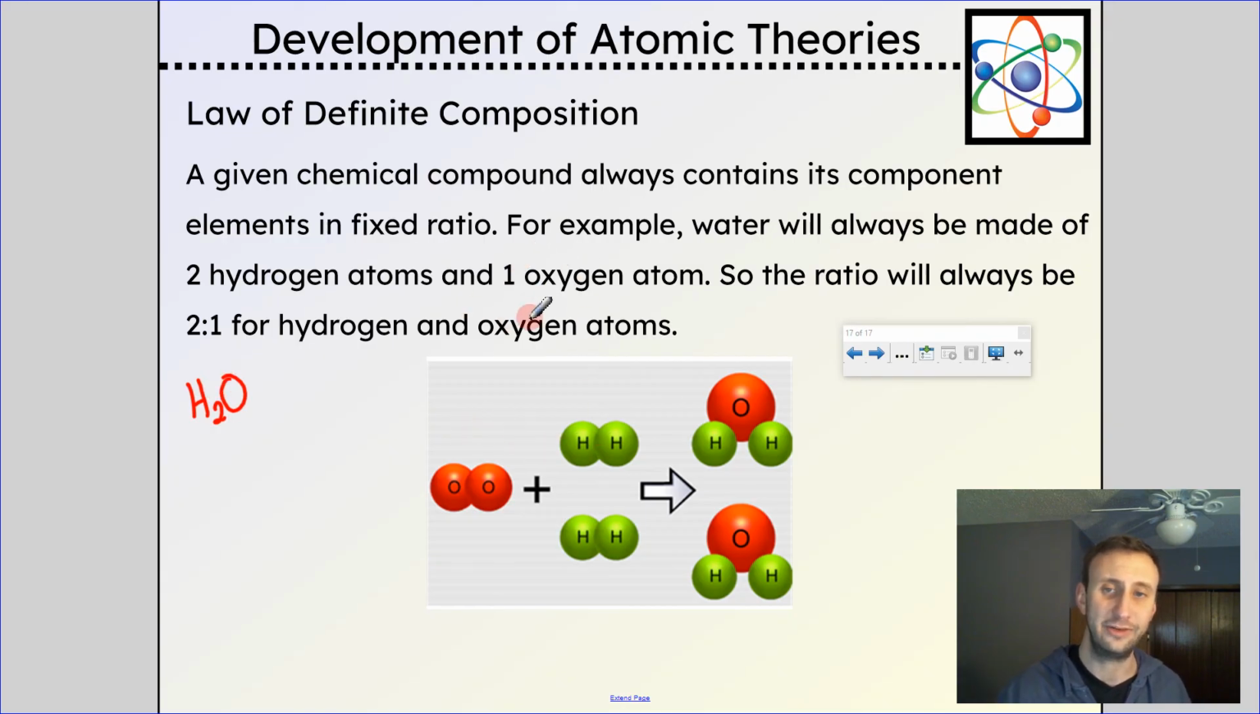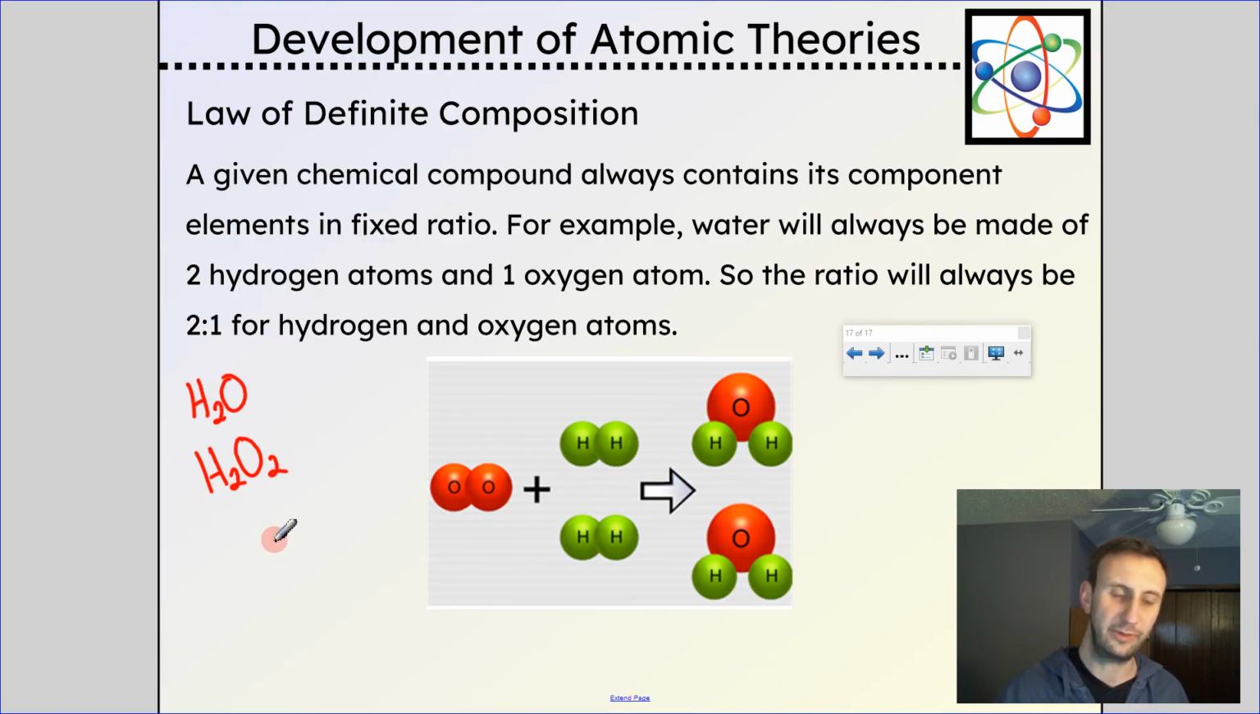That can't change. In fact, if I change the ratio to 2 and 2, so I have 2 hydrogens and 2 oxygen atoms, that's now something else. It's now hydrogen peroxide. It's a different compound. So for a given compound, the ratio between elements inside of it will always be the same. Has to be.